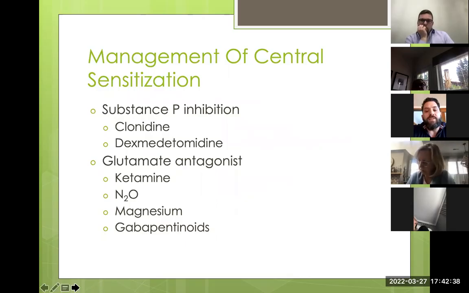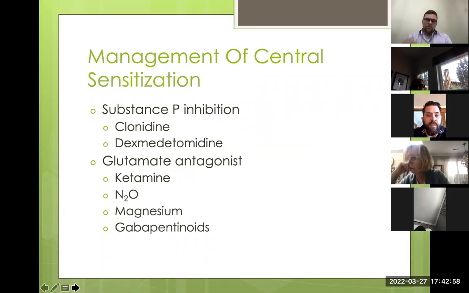When we're looking to manage central sensitization, we want to decrease the substance P release. So clonidine and dexmedetomidine are the two medications we're going to look at for that. And then we want to block the NMDA receptor, block the action of glutamate. And for those, we're going to use ketamine, run nitrous oxide, give magnesium, and your gabapentinoids also.